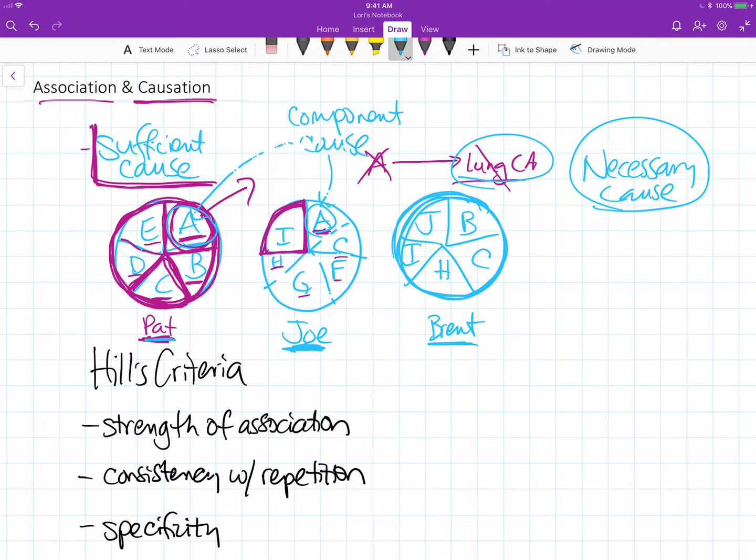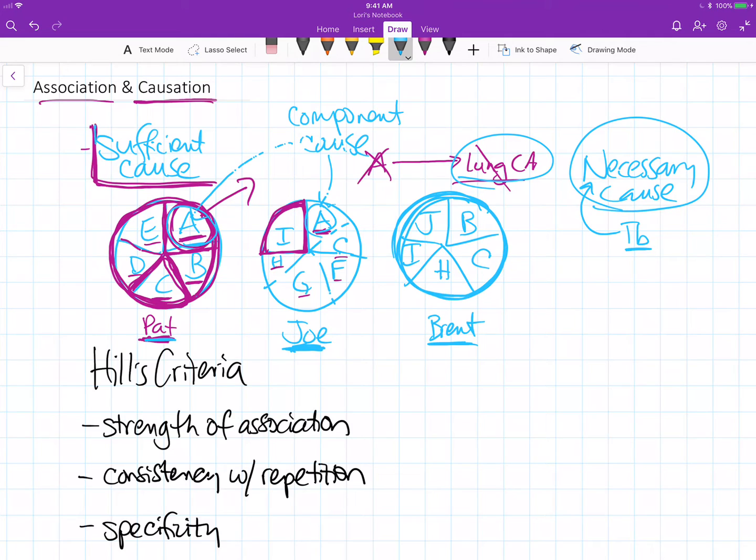The usual time that a necessary cause occurs is for infectious diseases. For example, tuberculosis. Every single person who comes down with tuberculosis has to have been exposed to the microorganism that causes tuberculosis. Everybody who comes down with influenza must be exposed to the influenza virus, and so that's considered a necessary cause.